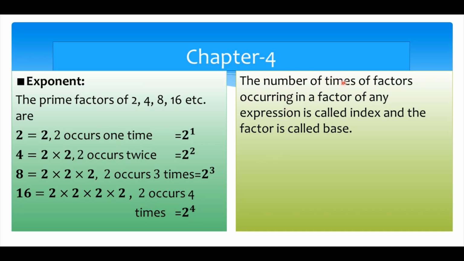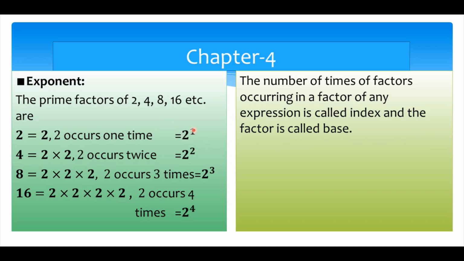Okay, so the number of times a factor occurs in a factor of any expression is called index, and the factor is called base. You can see like this: 2 occurs 1 time, 2 occurs 2 times, 2 occurs 3 times, 2 occurs 4 times. This occurring time is called index and the factor is called base.